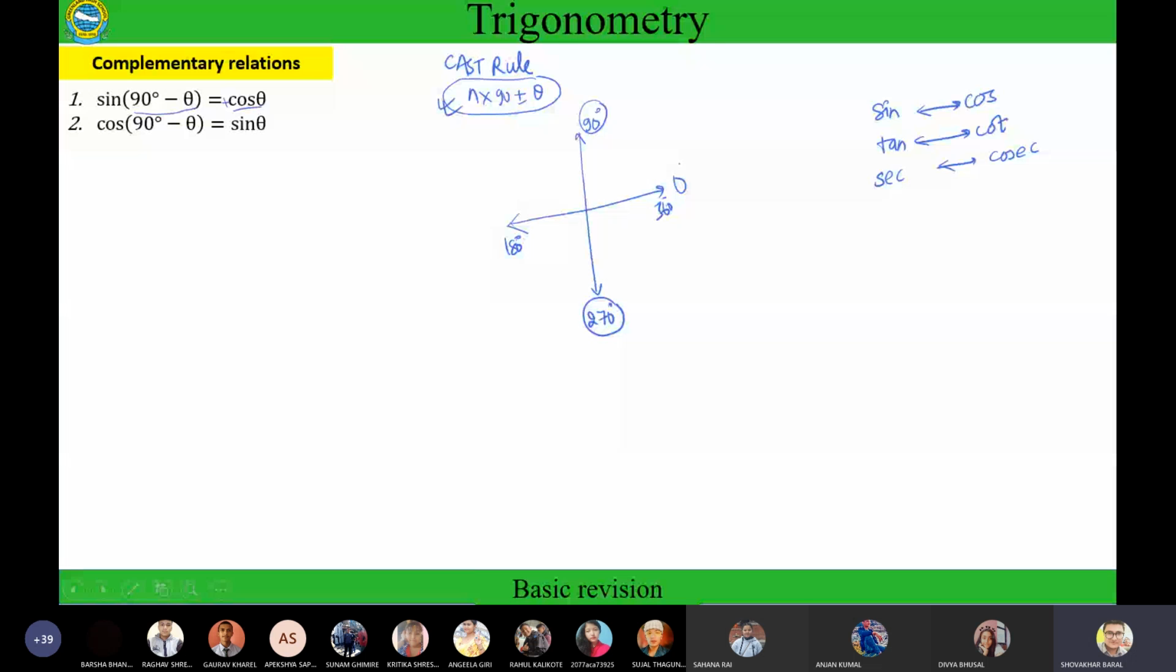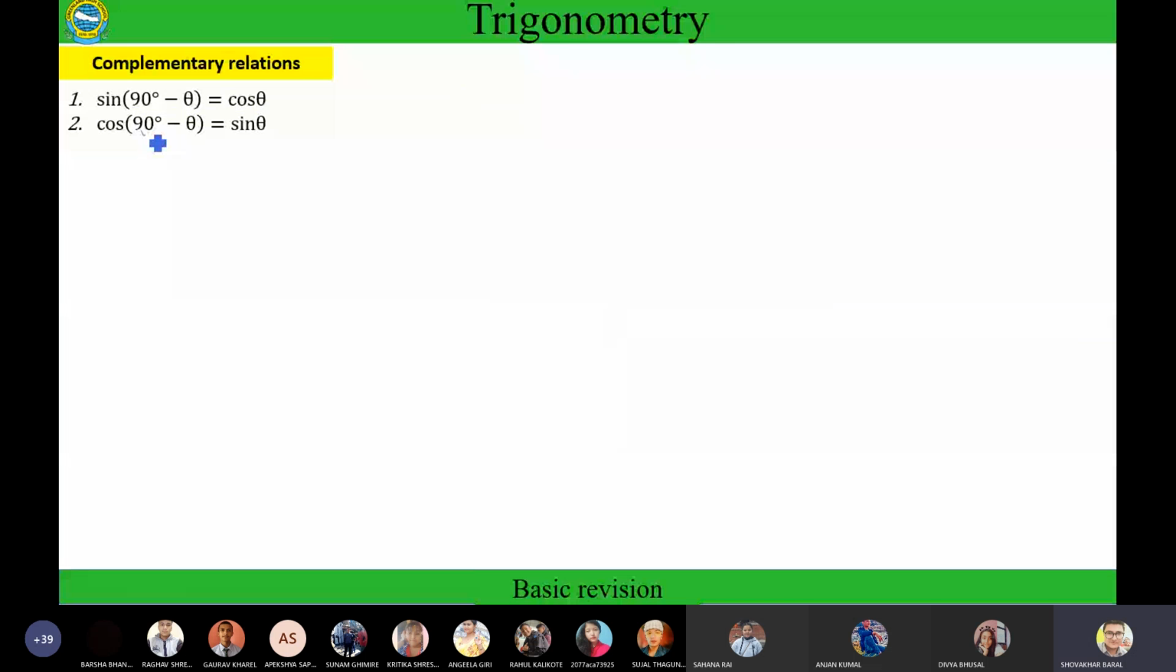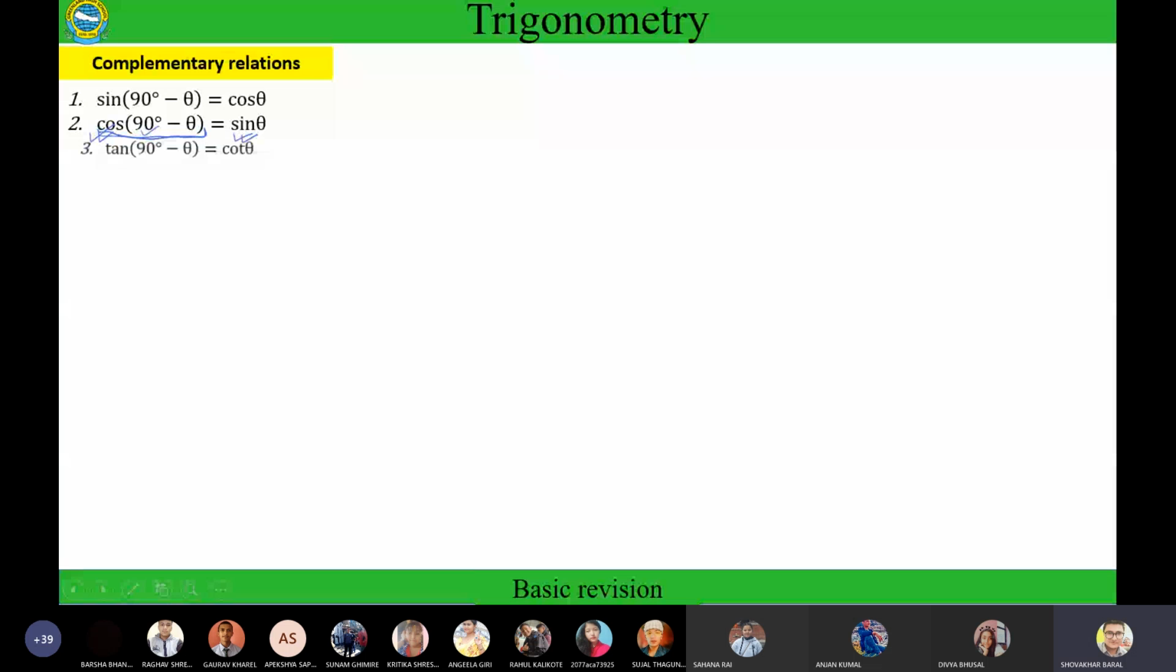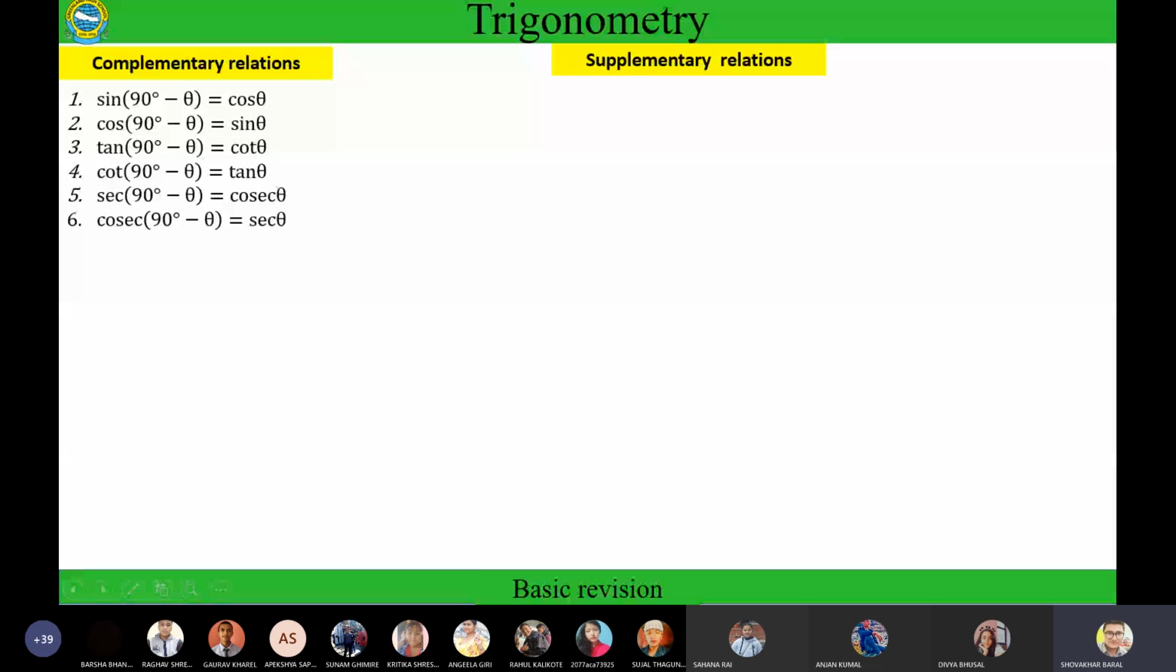Similarly, cos 90 degree minus theta: as 90 came, it has to change, and it is in the first quadrant, so it will be positive. Remember that this cast rule is for this left hand side. Sometimes students look at the answer side to see in which quadrant sin theta is positive. Don't look at that; look at the question, not the answer. Similarly, tan 90 degree minus theta will be cot theta. You can say all these formulas.